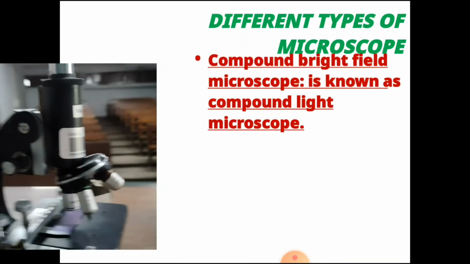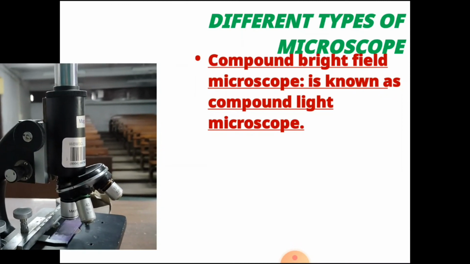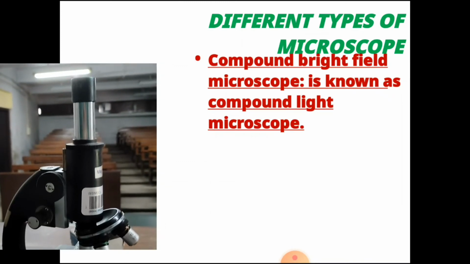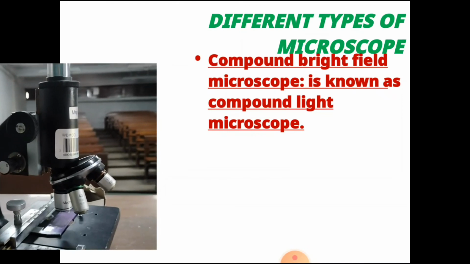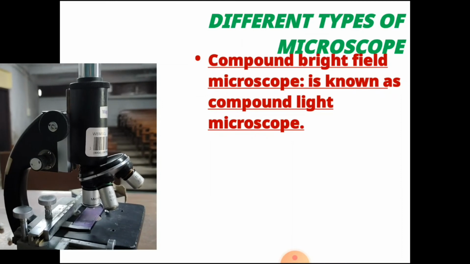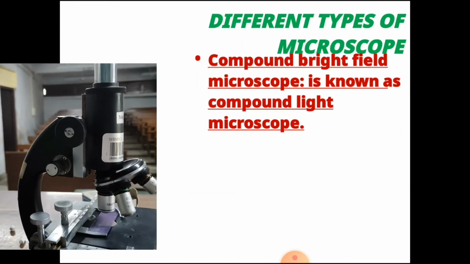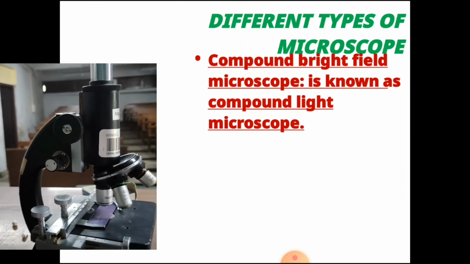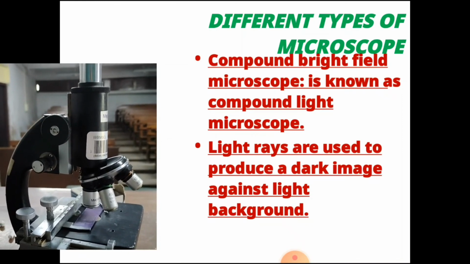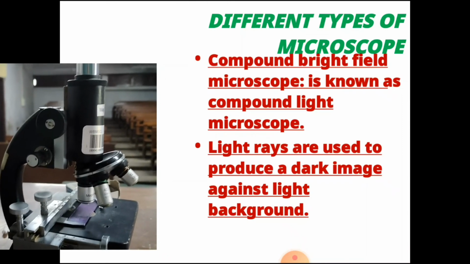Now, different types of microscope. This one is the compound bright field microscope. That means the eye field is bright and the object remains dark. It is known as the compound light microscope. Light rays are used to produce a dark image against a light background.